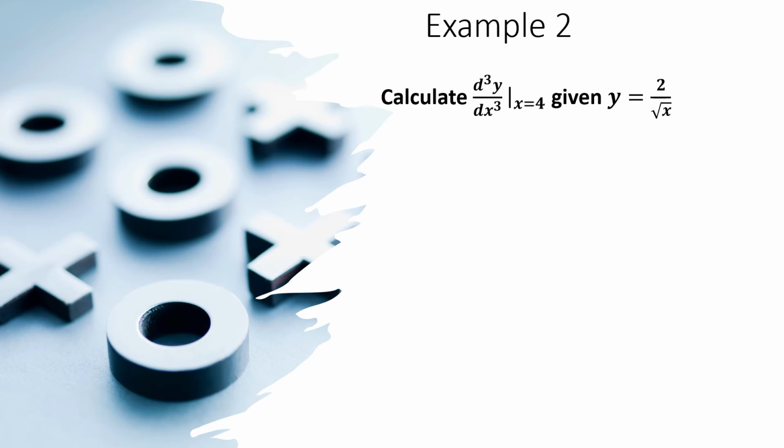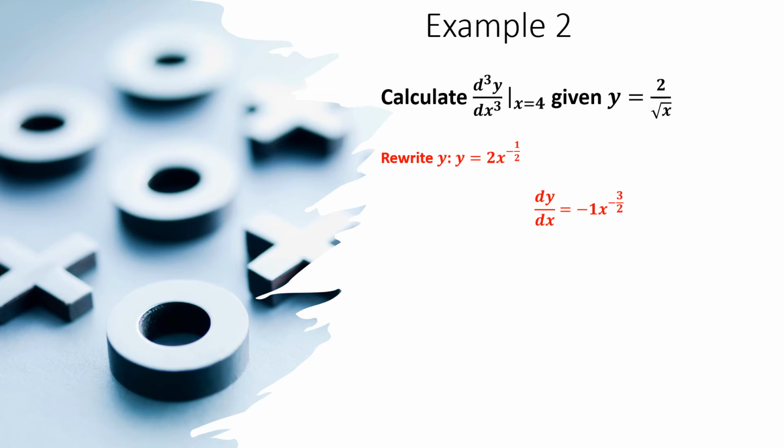Alright, so example 2, they're asking us to find the third derivative of the function at x equals 4, given that the function is y equals 2 over square root of x. So the first thing that I'll do is rewrite the function as y equals 2x to the negative 1/2. And then I'll take the first derivative by doing the power rule. So when I do that, I get negative 1 x to the negative 3 over 2.